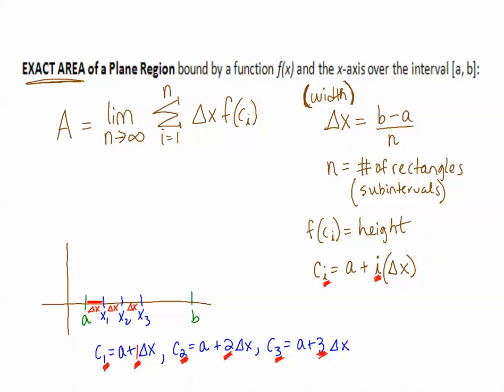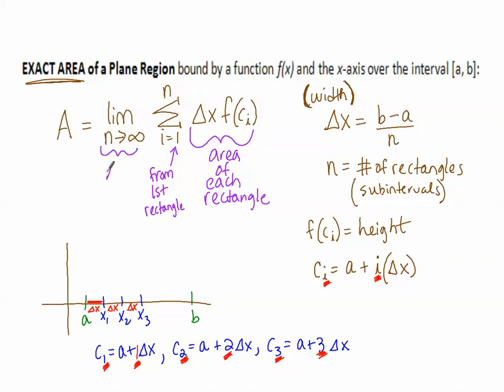So remember what this is. This is the area of each rectangle. This means we're going from the first rectangle to the nth rectangle, and we're breaking it up into an infinite amount of rectangles. And that's how we get our exact area.